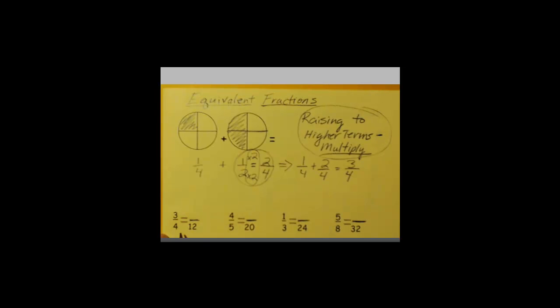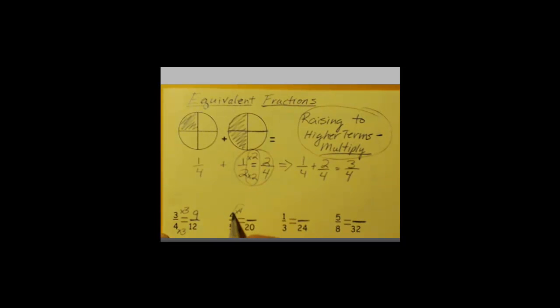Okay, so going back to my first one here, I have to ask myself, what did I multiply 4 by to get to the 12? We know that we multiplied it by 3. I'm going to have to do that with my numerator, so 3 times 3 is 9/12. So what I'm stating here is that 9/12 is equivalent to 3/4. So here I'm asking myself, how did I get from 5 to 20? I multiplied by 4. Do the same thing here.